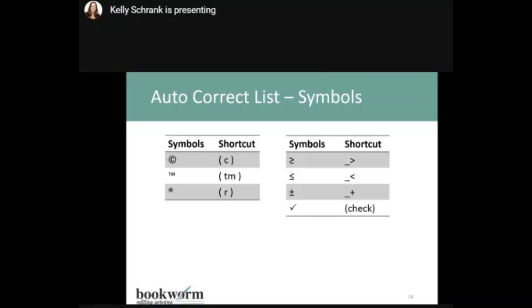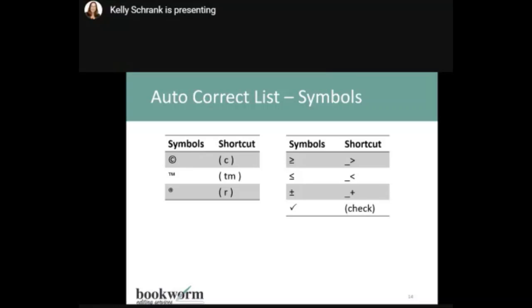So next I wanted to mention using autocorrect for saving some keystrokes on inserting symbols into your Word document. I'm not talking about the symbols that are on your keyboard. Those are easy to find. You just click them, no big deal. But if there's any that you have to go to insert and then symbol to find, sometimes that can take you a few more clicks, especially if you haven't used it recently.